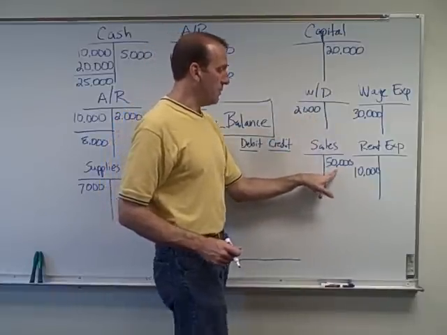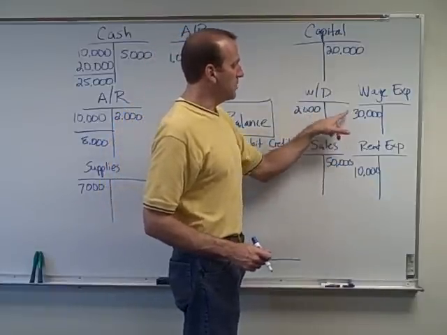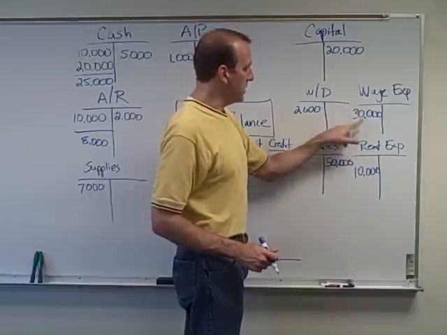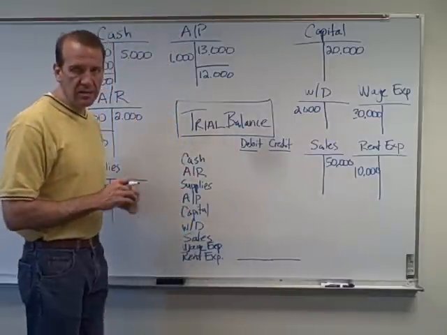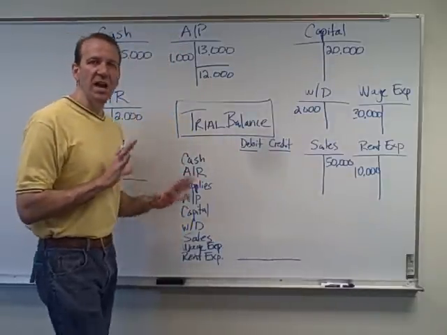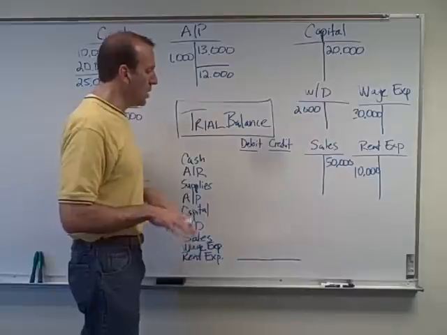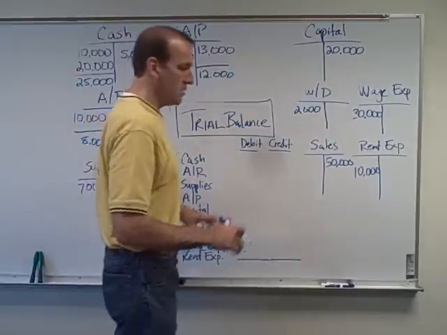Sales has a credit balance of 50,000. Then we have two expenses, wages and rent, for 30,000 and 10,000, both debits. So here are our balances now in these accounts. Now we want to make sure that we've done everything right, that everything balances out. So what we do is we put it into the trial balance, and it's very simple.